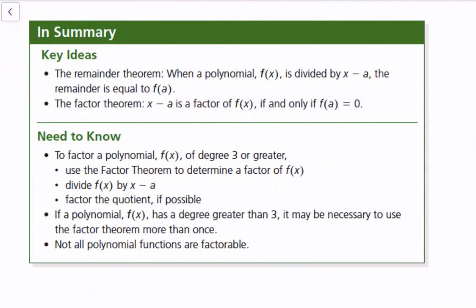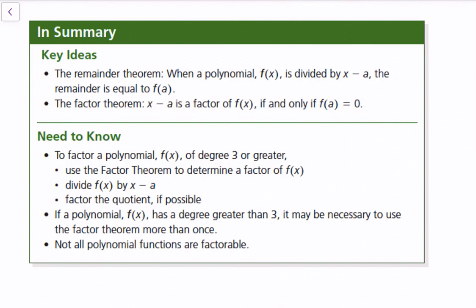Perfect. So in summary, there's a couple of key ideas. We covered so far the remainder theorem and the factor theorem. So the remainder theorem tells us that when a polynomial is divided by x minus a, the remainder is equal to f at a. And the factor theorem tells you that x minus a is a factor of f of x if and only if f at a is equal to 0.